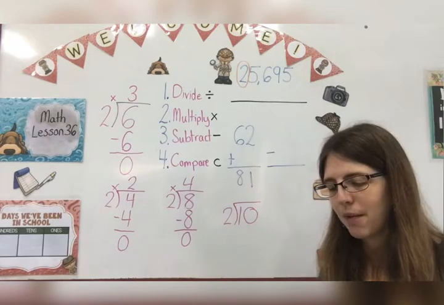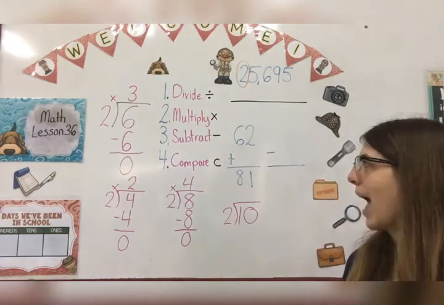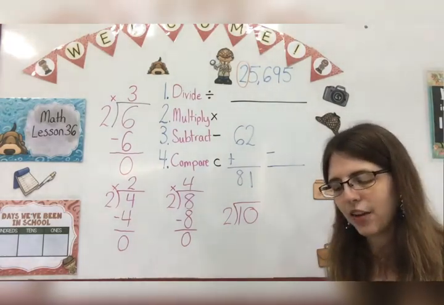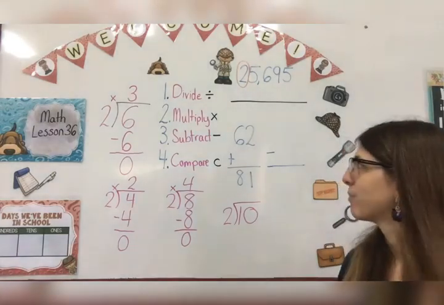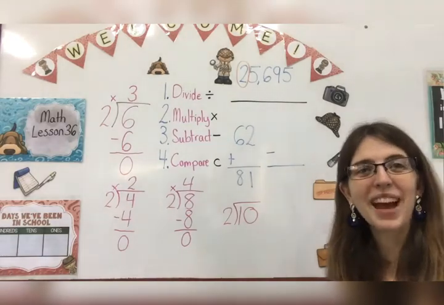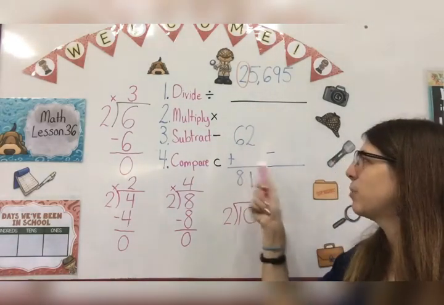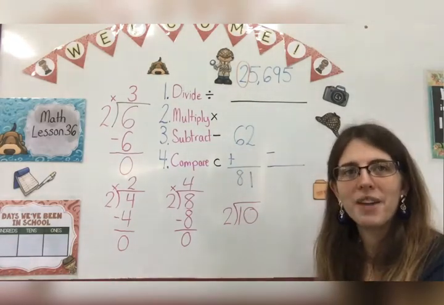Okay, number 4 says find the unknown addend. We're just going to do letter A together, and you can do letter B and C the same way that we do letter A. Whoop, there goes the rain. Okay, that was fast. So 62 plus something equals 81.